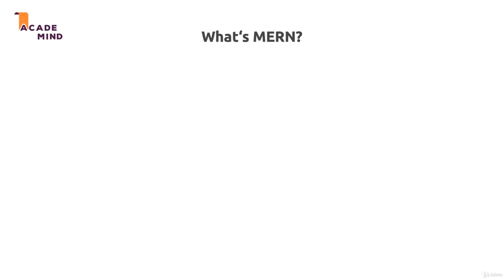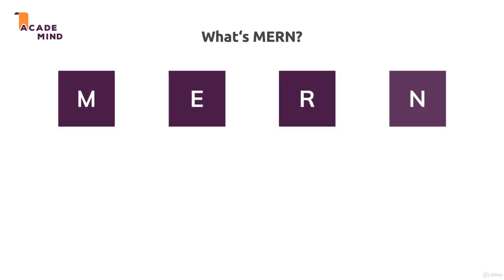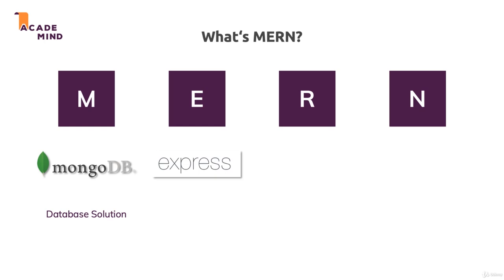So what's MERN? What does MERN stand for? The M stands for MongoDB, and that is a database solution. The E stands for Express. I'll come back to what this is in a second. The R stands for React.js, and this is a browser-side JavaScript library that helps us build amazing user interfaces.